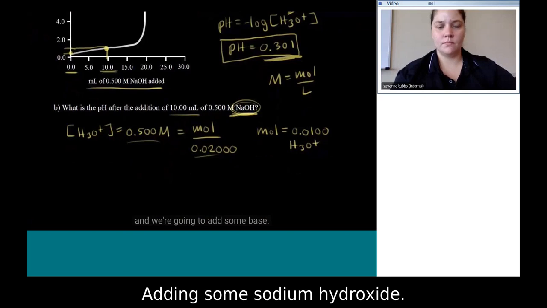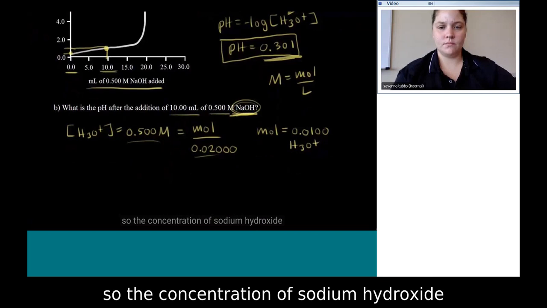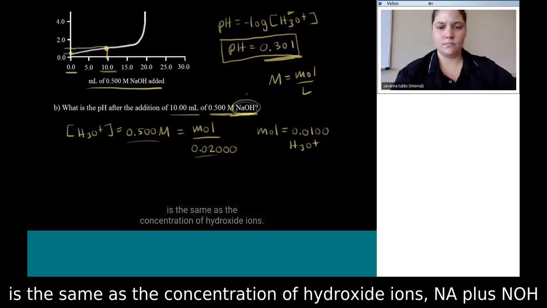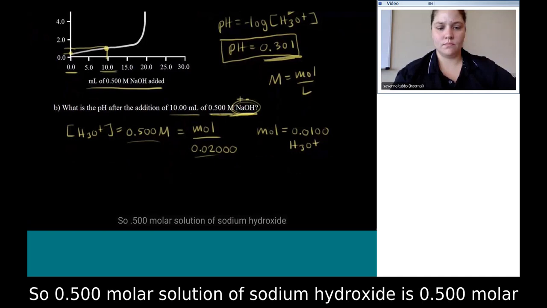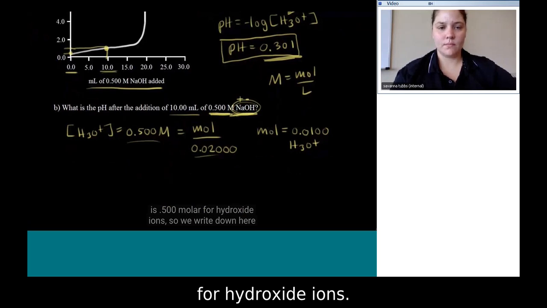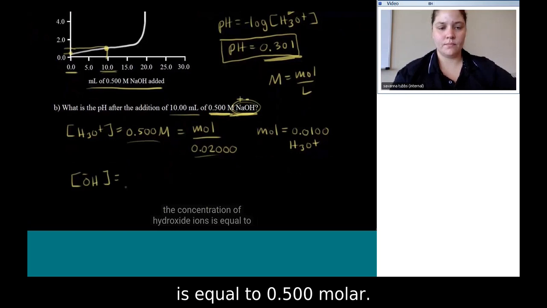So that's the moles of acid that we're starting with, and we're going to add some base, right? We're adding some sodium hydroxide. And we know sodium hydroxide is a strong base. So the concentration of sodium hydroxide is the same as the concentration of hydroxide ions, right? Na+ and OH-. So 0.500 molar solution of sodium hydroxide is 0.500 molar for hydroxide ions. So we write down here the concentration of hydroxide ions is equal to 0.500 molar.